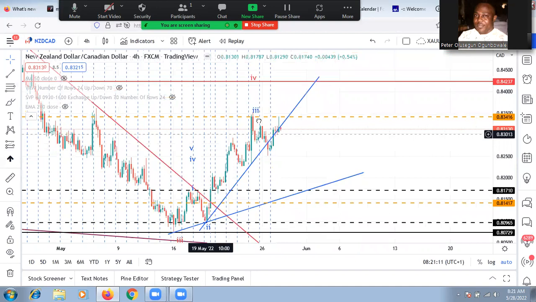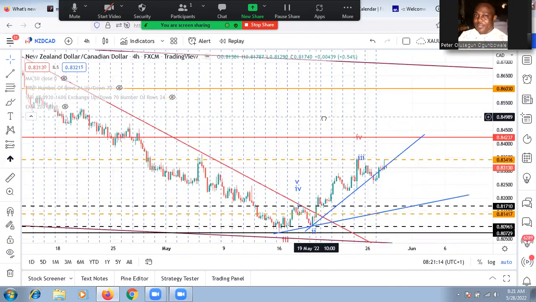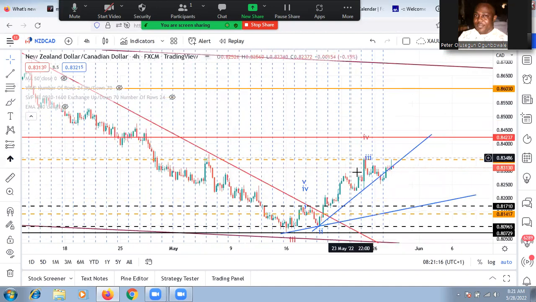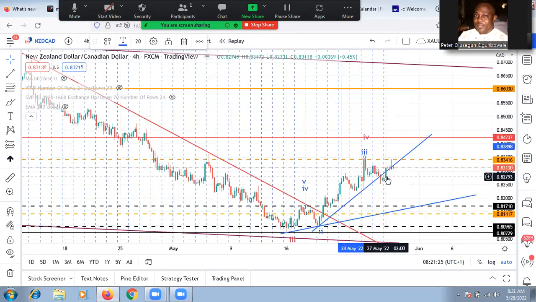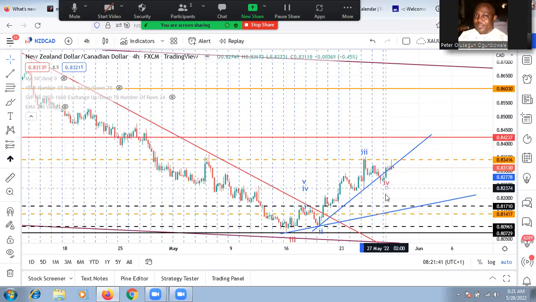As far as I'm concerned, if this one is part of 3, we may have finished with 3 completely here, with this one falling outside. If it's still within a 3, it should be above this line. Now, this to me is like a start of a major fall to the upside. That is what it seems to me.